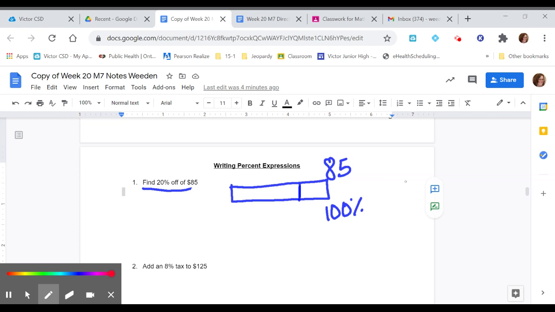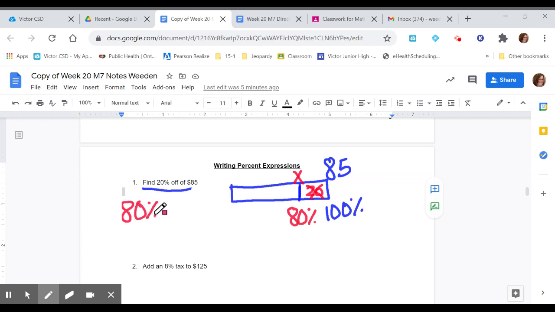If we set up a percent bar, our 100% is $85. If we take off 20%, we're going to end up at 80%. And that is going to give us our sale price. So really, if we find 80% of 85, that's going to give us our sale price. So 80% of $85.